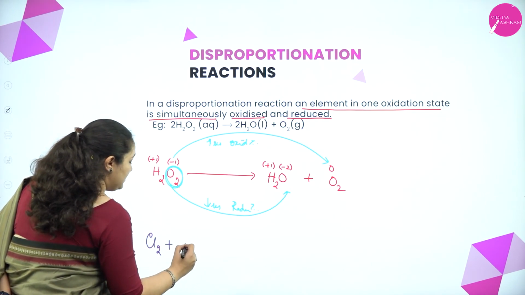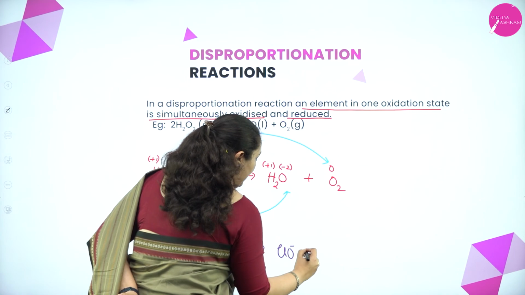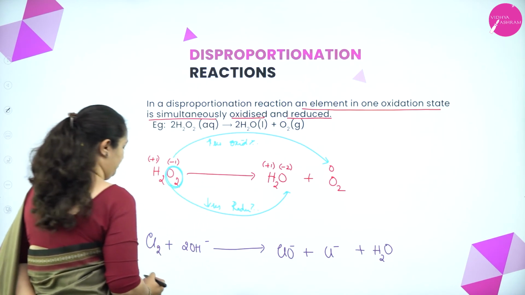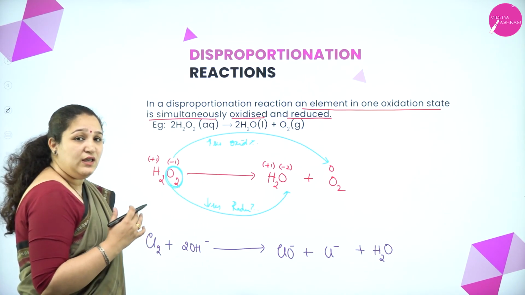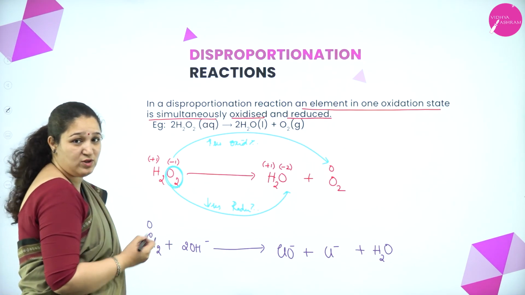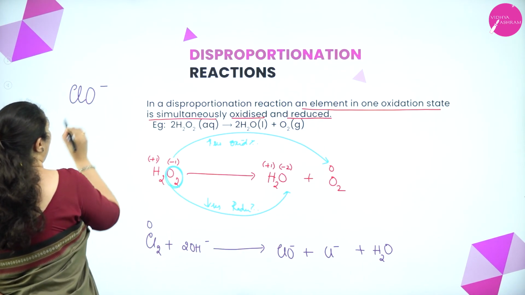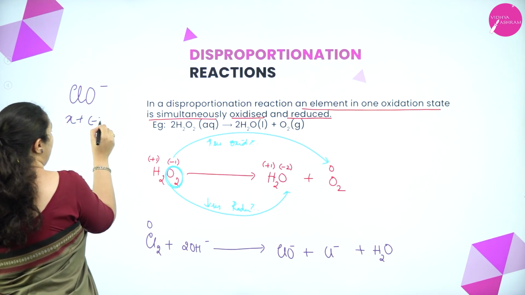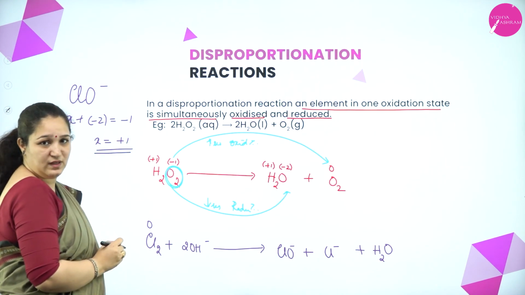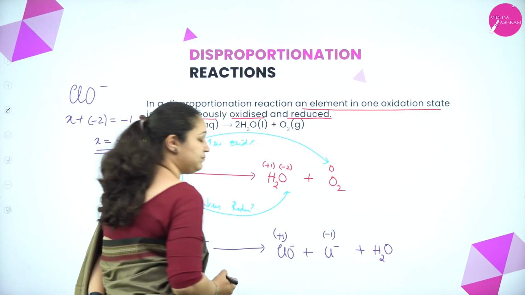That is Cl2 plus 2OH- will form ClO- plus Cl- plus H2O. Okay. So, in this reaction, what is the oxidation state of chlorine here? Here it is 0 because elemental state. Here ClO- we have. ClO-, chlorine X, oxygen is -2, equal to -1, X is equal to +1 I will get. Correct? So, for chlorine, what is the oxidation state? +1. Here it is -1.